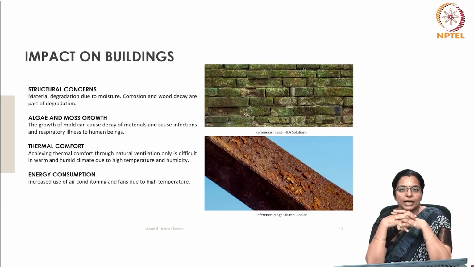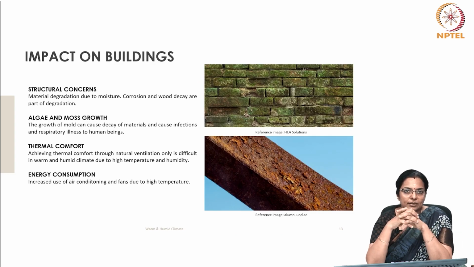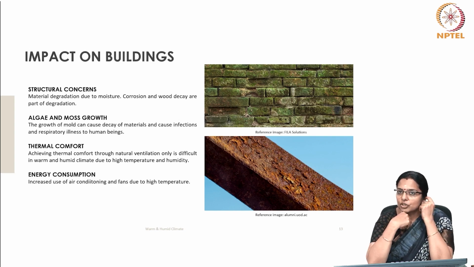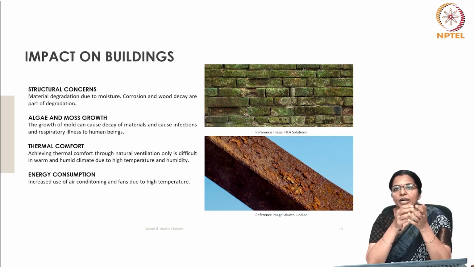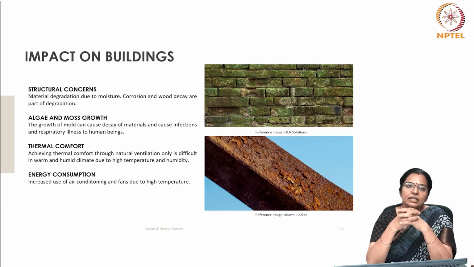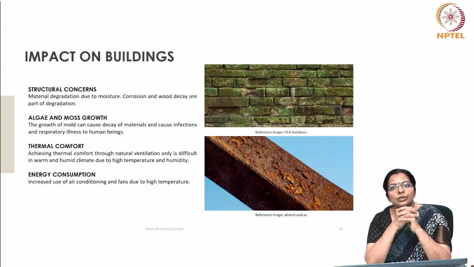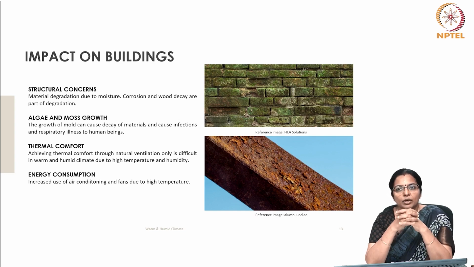Now let us look at the impact on buildings. The first is the structural concern. Material degradation due to moisture is a major concern because it's a humid place, and moisture or humidity is the first enemy of any building. So material degradation due to moisture, corrosion, and wood decay, these are part of degradation.